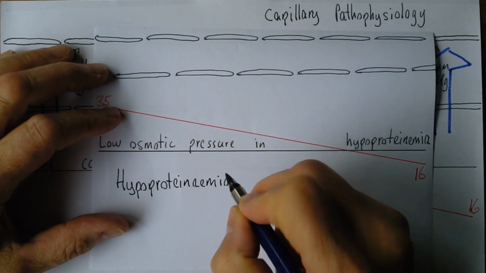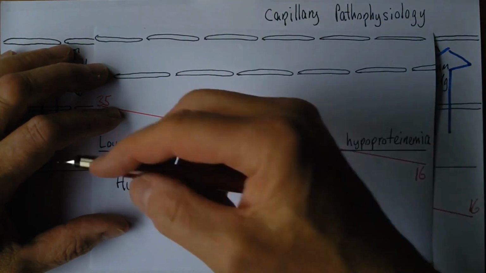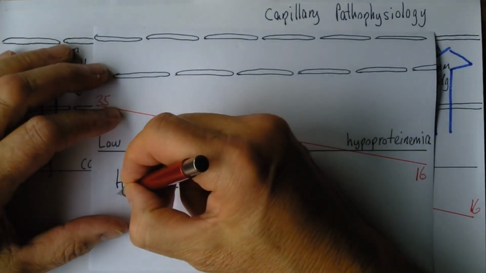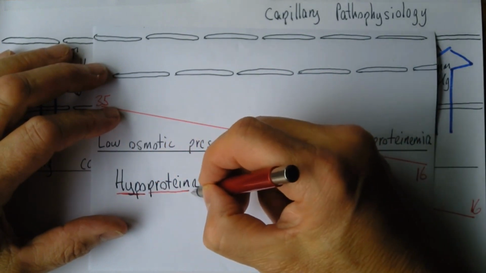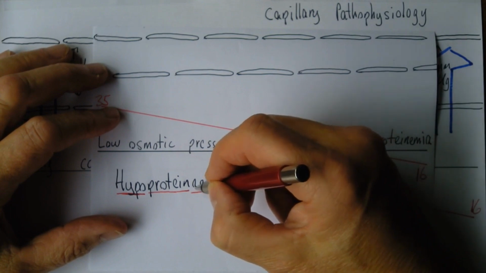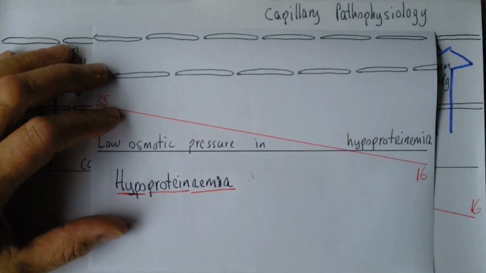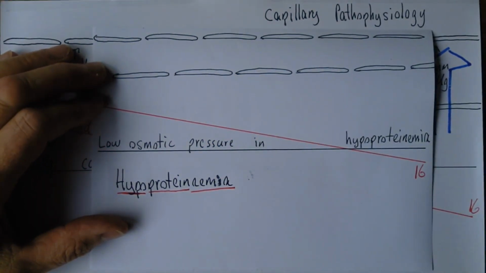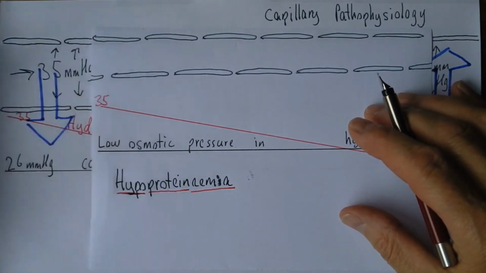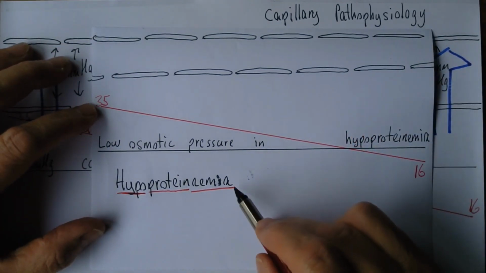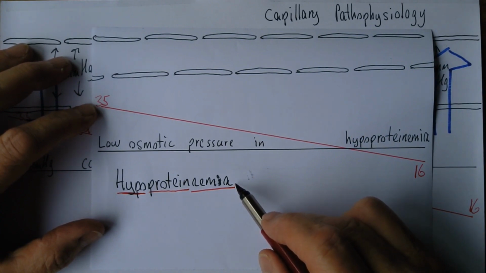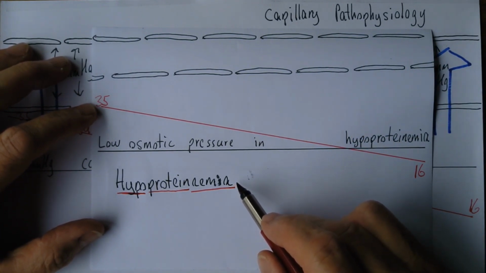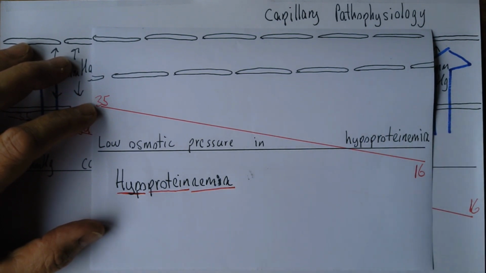Hypo, low. Protein is the protein, and emia, if you're English, you put an A. If you're American, US spelling doesn't have an A. Hypoproteinemia. This could be a generalised hypoproteinemia, as you would get in malnutrition, or there could be a hypoalbuminemia because the liver's not synthesising the albumin. But for whatever reason, there are low amounts of protein in the blood.